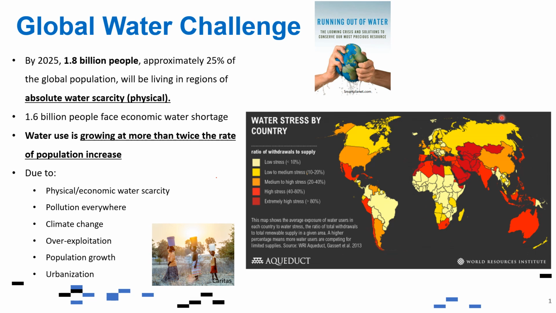An example is given here in this map. As you can see, Australia is quite red, extremely high stress. In fact, we have the driest inhabited place on Earth. We don't have that much water, our precipitation is quite low, and some other parts of the Earth as well are experiencing a lot of water stress. So this means this is a global problem, one of the major problems we are facing right now.